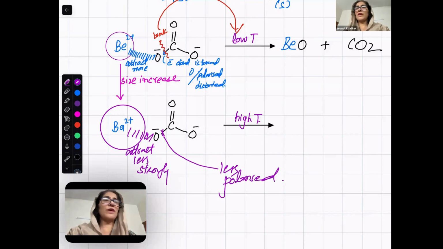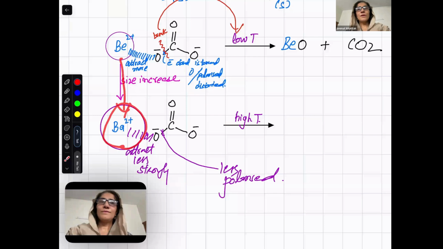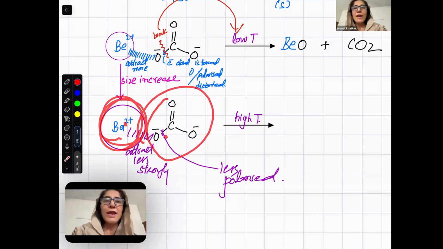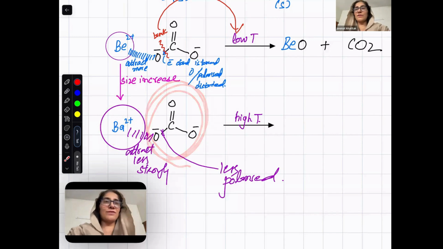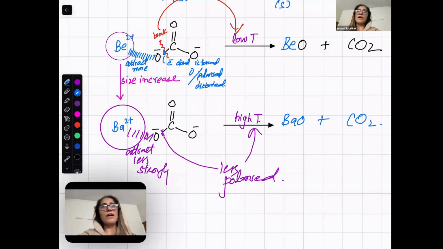So what I'm supposed to say? I will say that down the group the size of the cation increases, the polarizing power of the cation decreases. The cation that is larger in size polarizes the carbonate less. This carbonate is less polarized. So if it is less polarized, high temperature is needed. Barium oxide and carbon dioxide will form at high temperature.